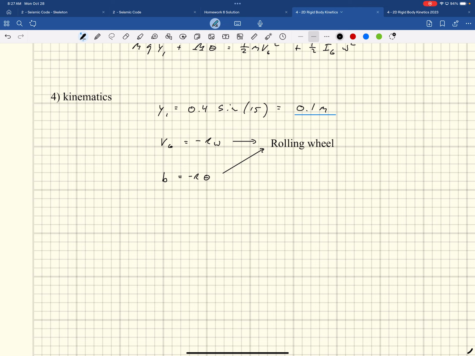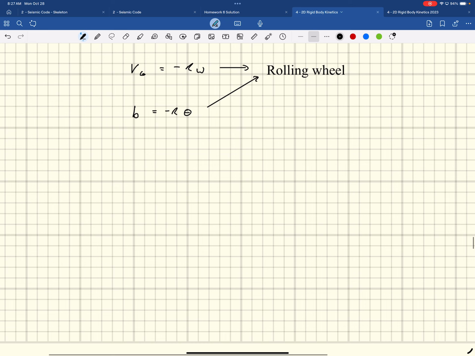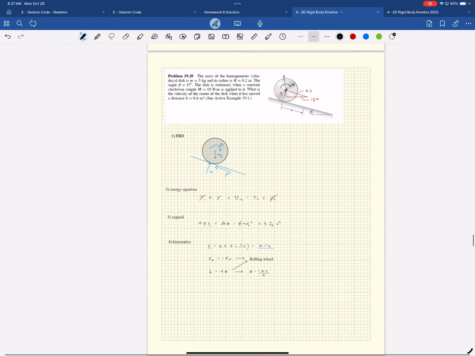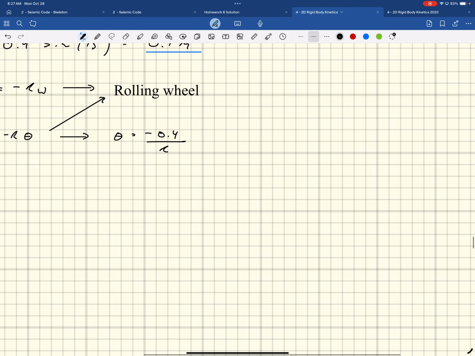That makes sense how you figure out how far it rolls, because this will happen on several problems. How far it's going to roll is the radius of the wheel multiplied by theta. So in our case, we're given that 0.4, so we could solve for theta. Theta is equal to negative 0.4 all over the radius. And the radius of that wheel is 0.2.